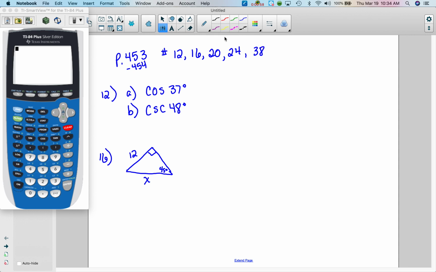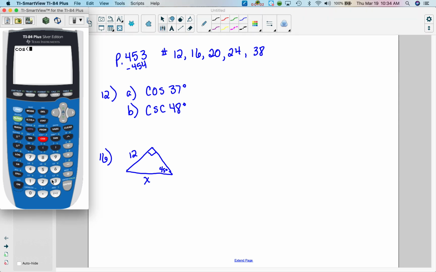So I picked out 5 problems. I want to talk about them. Everybody knows how to do cosine 37. However, I will bring up one thing. Some of you did not get that answer, and it said to round to 5 decimal places. Check the mode, make sure you are in degrees. So you want to do that.